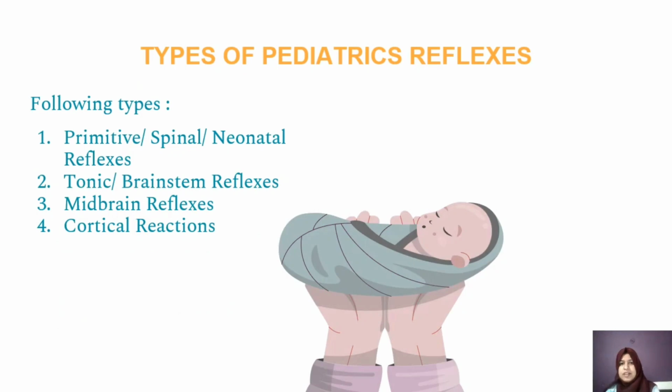So there are different types of pediatric reflexes such as the primitive, tonic, midbrain and the cortical reactions. Primitive is also known as the spinal or the neonatal reflexes, whereas the tonic is also called the brainstem reflexes. So firstly we will discuss the primitive reflexes.